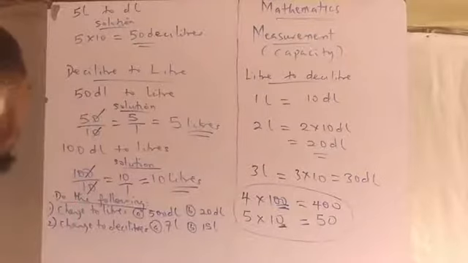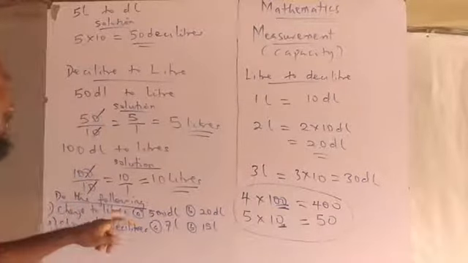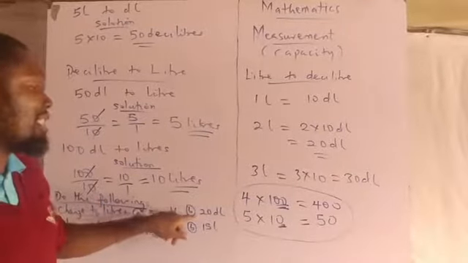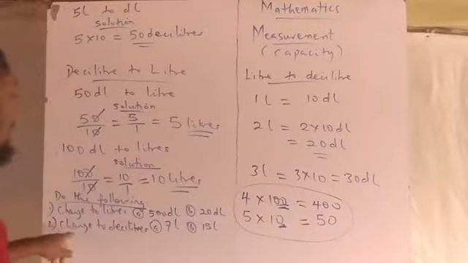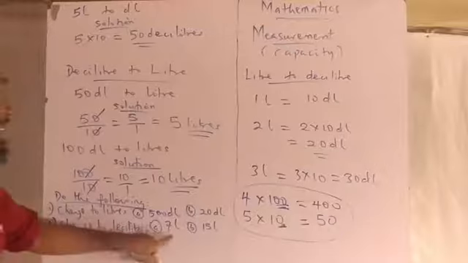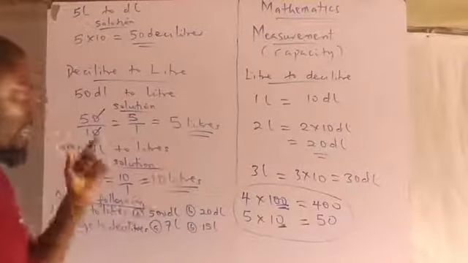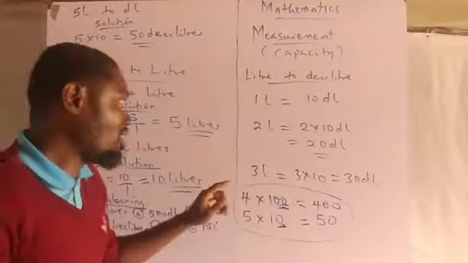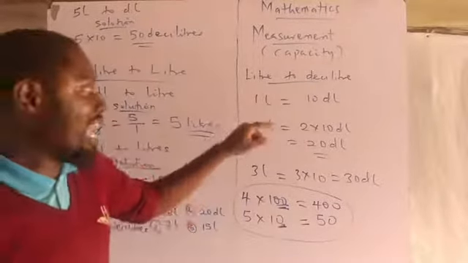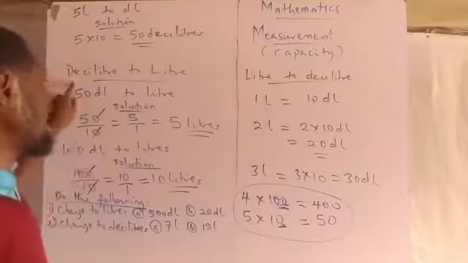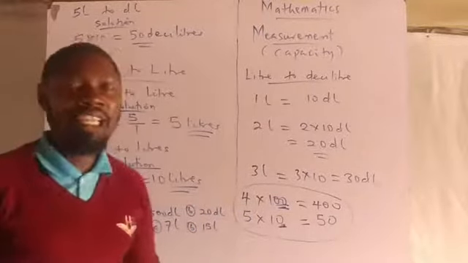A, I said change to liters. Change 500 deciliter to liters. Change 20 deciliters to liters. 2, I said change to deciliters. Change 7 liters to deciliters. Change 15 liters to deciliters. Remember I said if you're changing liters to deciliters, you are to multiply by 10. And if you're changing deciliters to liters, you are to divide by 10.